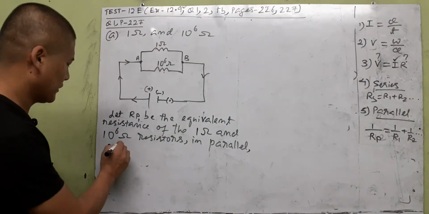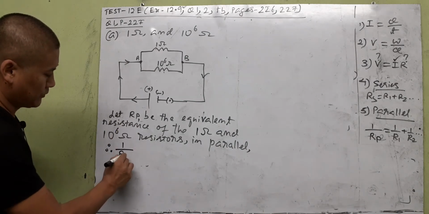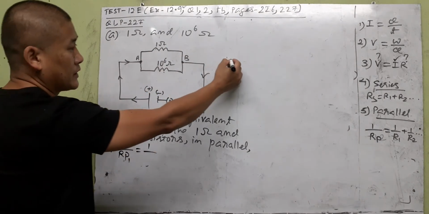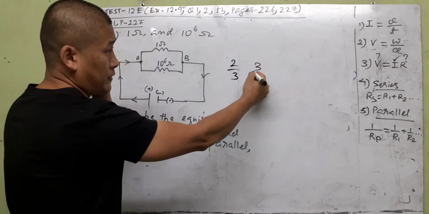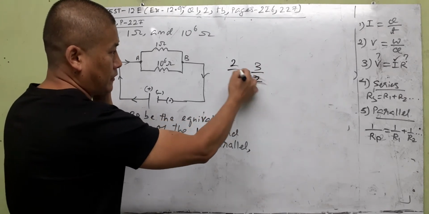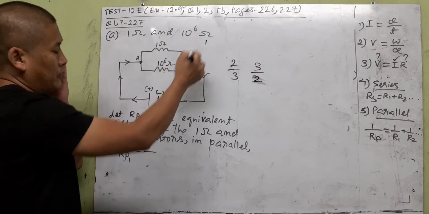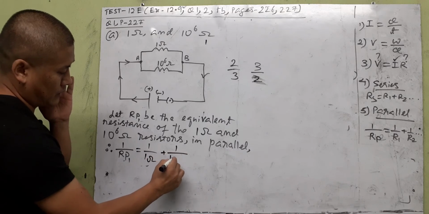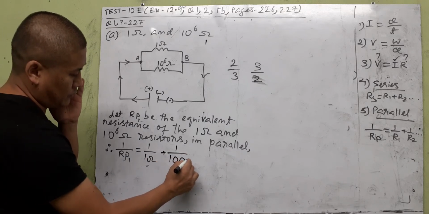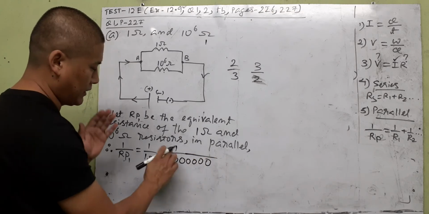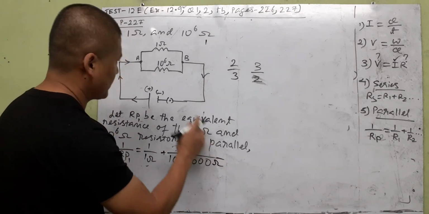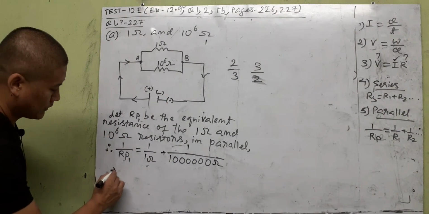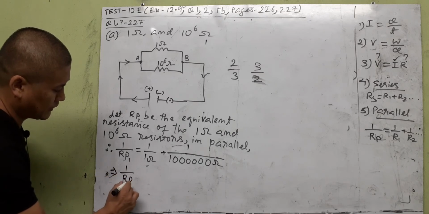So let us do the reciprocal of the total or equivalent. Reciprocal of the equivalent, we have decided to put 1 by RP1 is equal to the reciprocal of the first one. Reciprocal means, for example, 2 by 3: numerator goes down, denominator goes up, this is called the reciprocal of 2 by 3. Similarly, reciprocal of 1 ohm will be 1 by 1 ohm. Reciprocal of 10 to the power 6 will be 1 by 10 to the power 6, that is 1 followed by 6 zeros. So reciprocal is 1 divided by 10 to the power 6. Okay, so just a matter of solving it patiently and carefully.